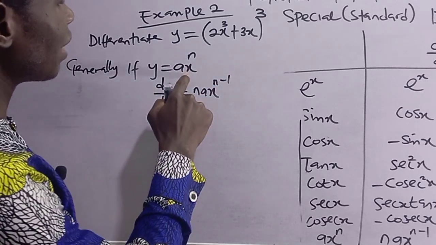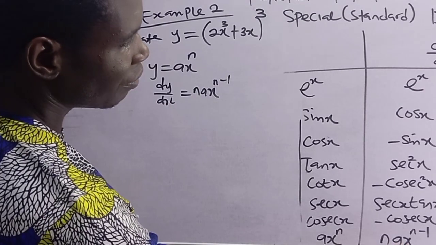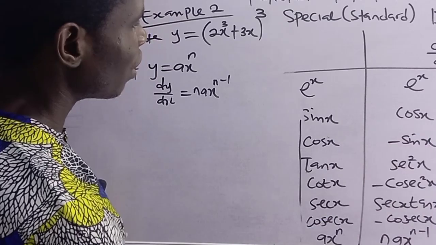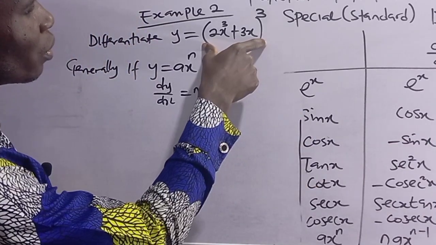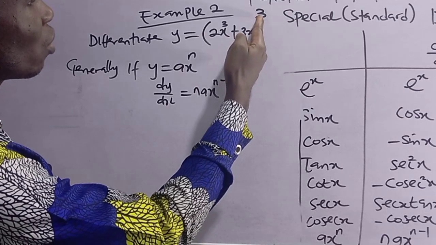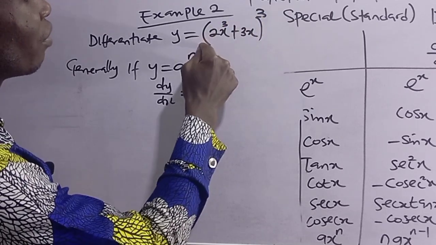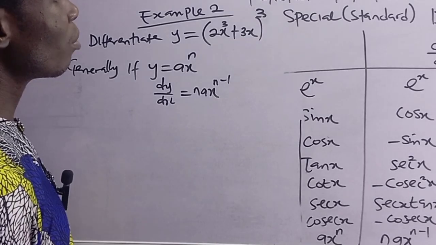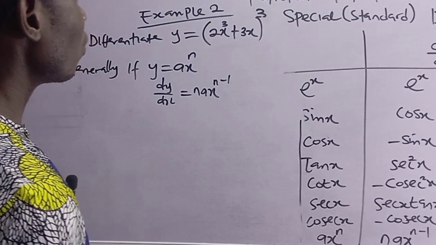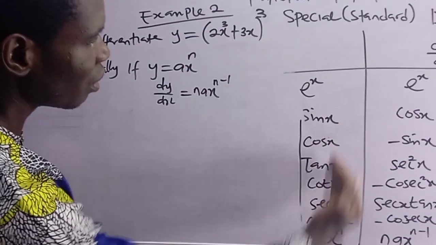But here we just have it as x. We can only apply this when we have just one term, either x or u or p. But here we're having a function, so we cannot apply this to a function. We cannot just multiply this function by 3 and subtract 1 from the power, because what we have here is a function. So the first step is now to make this function just a single thing.